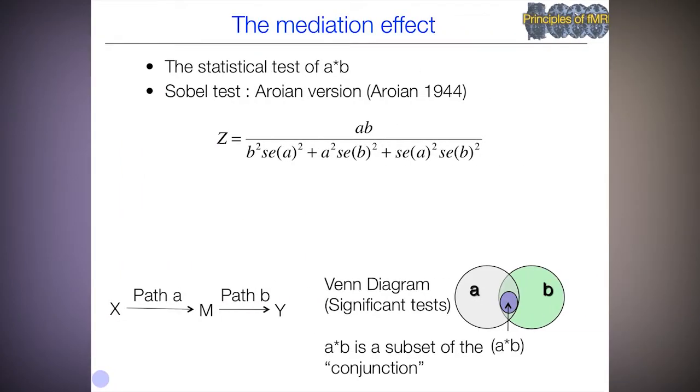So a mediation test is a statistical test of A times B, and what that means is that we need to have an estimate of A times B divided by some estimator of its standard error.